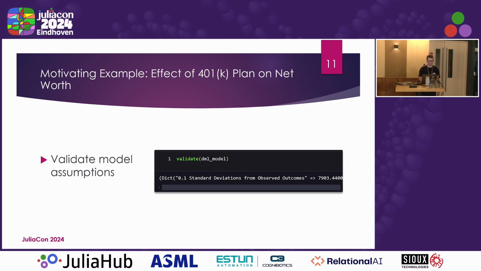And so arguably the most important step in doing causal inference isn't estimating the effect, but actually validating your model, seeing how robust it is to violation of your modeling assumptions, or at least whether the assumptions that you're making are plausible. You can easily do some robustness checks in CausalELM just by calling the validate method.